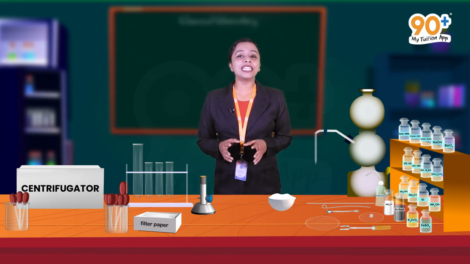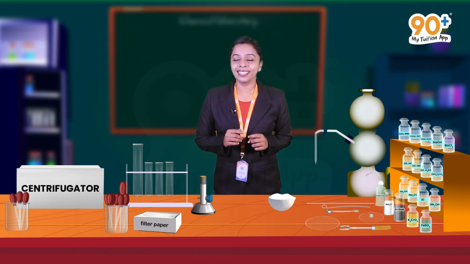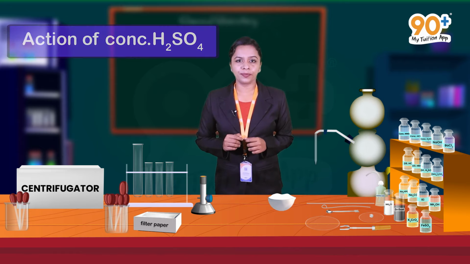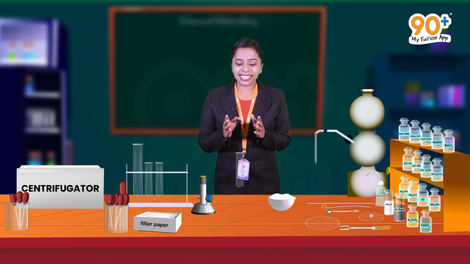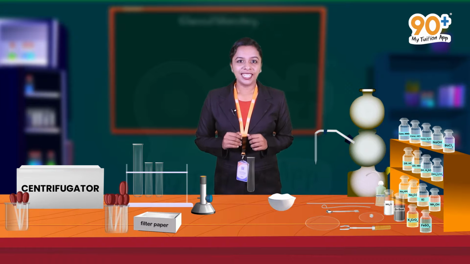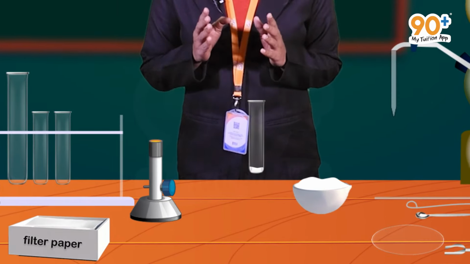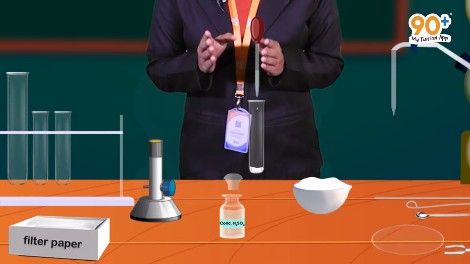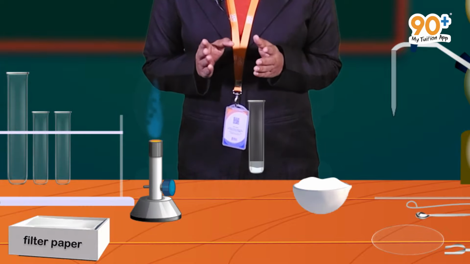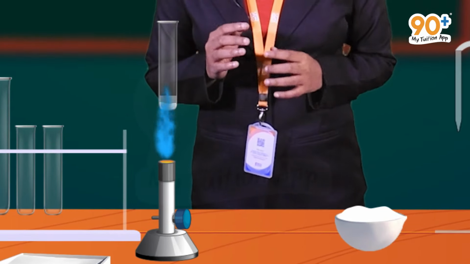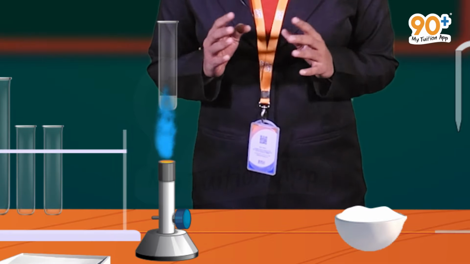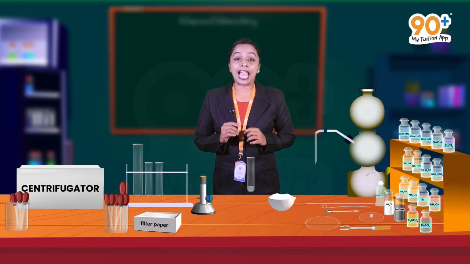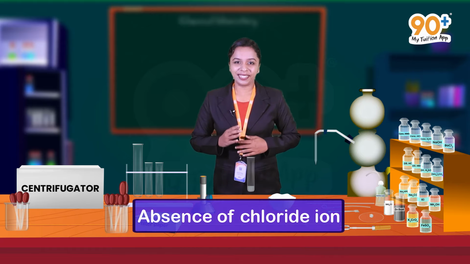Now let's move on to the next identification test, that is action of concentrated H2SO4. For this, take a clean and dry test tube. To this, add a little amount of given salt and then add a few drops of concentrated sulfuric acid. Then heat the test tube. Can you observe any change here? No. This means there is no characteristic observation and it shows the absence of chloride ion.